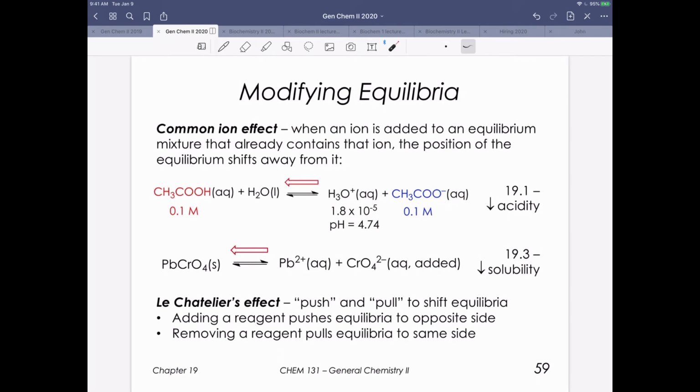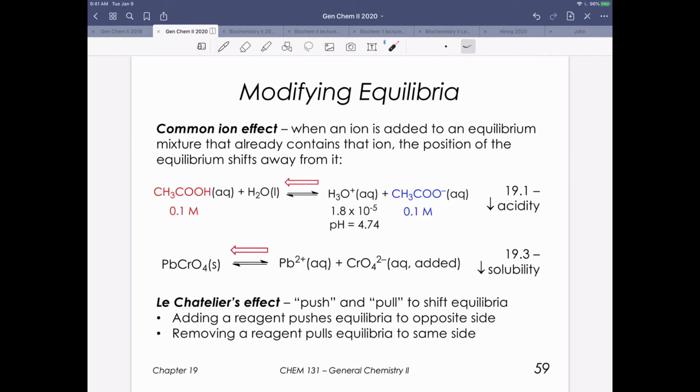Okay, a little bit more background before we move into our last couple of problems here. Something that we've actually seen already, but I haven't really defined it yet for you, is something that's called the common ion effect. So when we have an ion that's added to an equilibrium mixture that already has that ion, the position of the equilibrium will shift away from it. So that's a little bit of scientific jargon, but we saw that at the beginning of this learning unit when we talked about acidity.